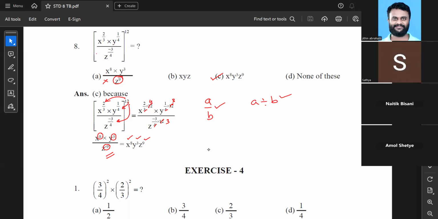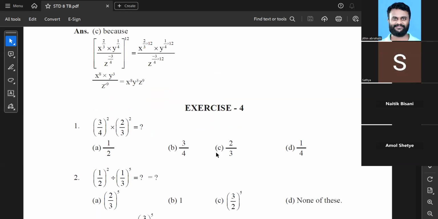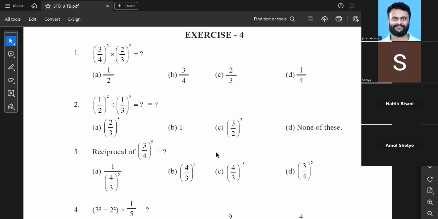ठीक. Now we'll deal with few exercise problems as well. The first one, just a minute. Just a minute, just a minute. Not able to move this here. हाँ, ठीक है. Now I can.